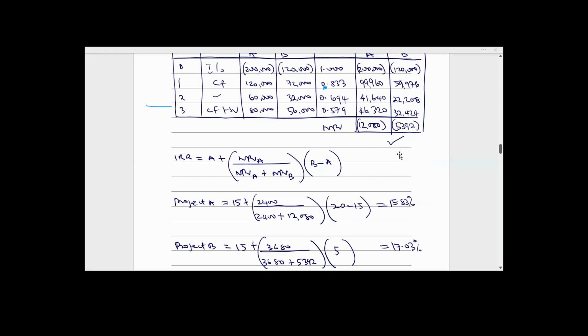What do I mean by that? When you look at project A, for example, by the time you add together the cash inflow of year 1 up to year 3, all the cash inflow is about 260,000 relative to cash outflow of 200,000. So you can't just increase your discount rate anyhow or reduce your discount rate anyhow.